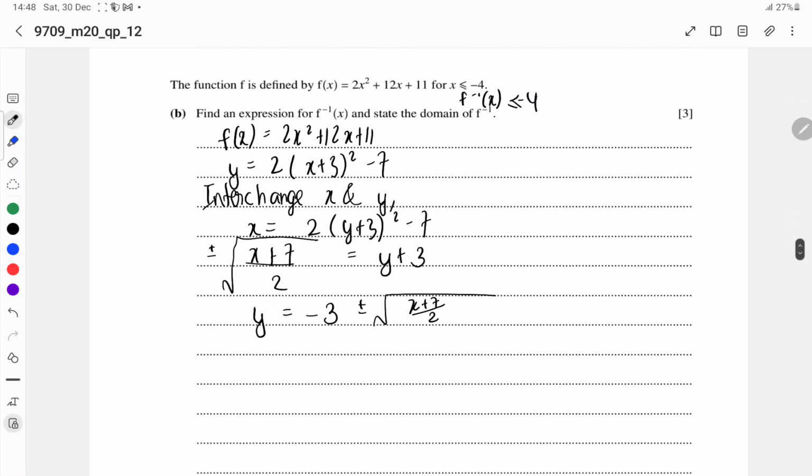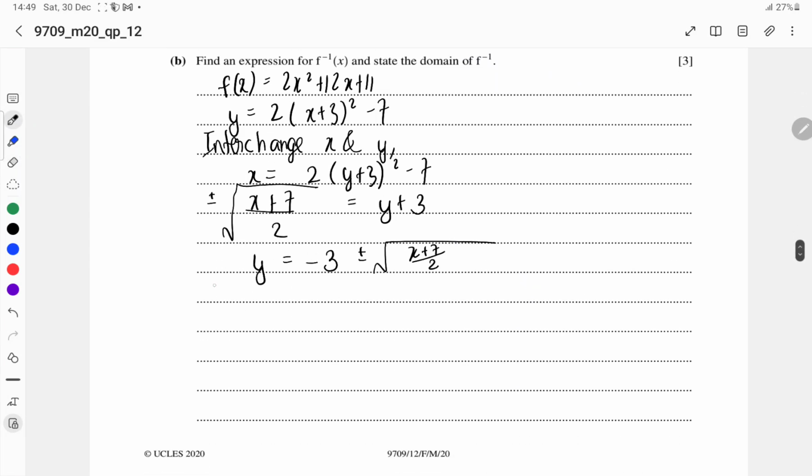So for it to be strictly less than or equal to negative 4, this quantity must be overall negative. So this sign must be negative for the inverse function to be less than or equal to negative 4. So f inverse x is simply going to be negative 3 plus or minus the square root of (x plus 7) over 2.